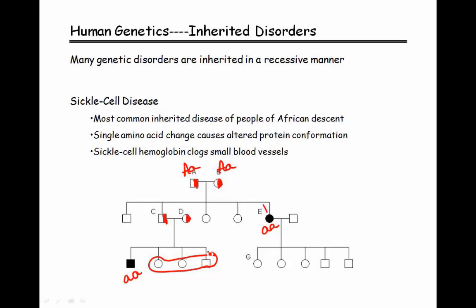So recessive disorders can skip generations, and we call carriers individuals that are heterozygous. We don't consider a carrier to have the disease. They simply carry the bad allele.